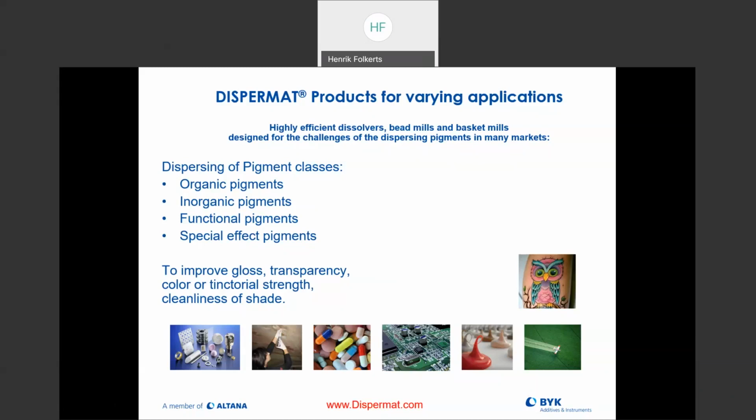It's important to understand that we can't really destroy them, so the dispersion parameters are obviously different when we're dealing with special effect pigments. Why are we doing this dispersion process? It's important because we want to have much better color strength, color stability, gloss, as well as transparency. Improvements are critical, and the cleanliness of shade as well.